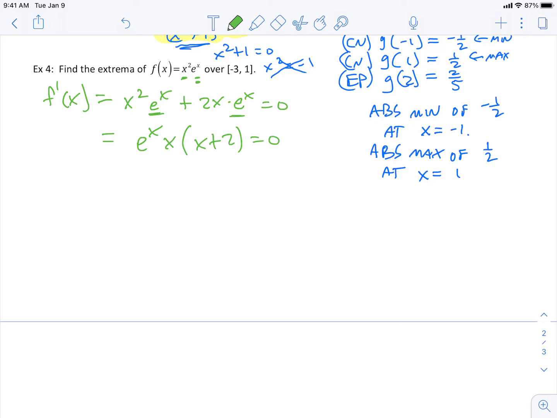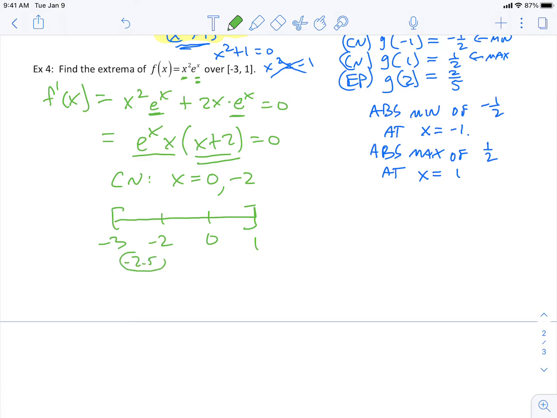Okay, and let's go ahead and find the critical numbers. From the first factor, you get x equals 0. From the second factor, you get x equals -2. And so now we go to our sign chart. So we're going all the way from -3 to +1, keeping in mind that we need -2 and 0 in there. I want to test -2.5, maybe -1, maybe +0.5.